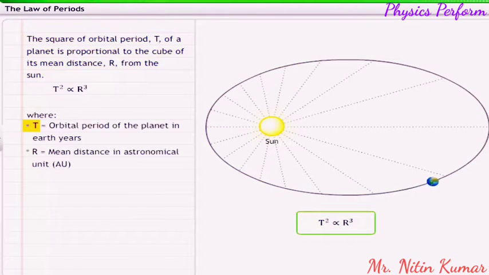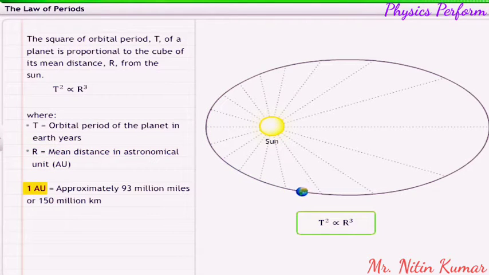Hence, you can express the law of periods as T squared proportional to R cubed, where T is the orbital period of the planet in Earth years, and R is the mean distance in astronomical units. Astronomical unit, AU, is the mean distance between the Earth and the Sun. Thus, an astronomical unit is approximately 93 million miles or 150 million kilometers.